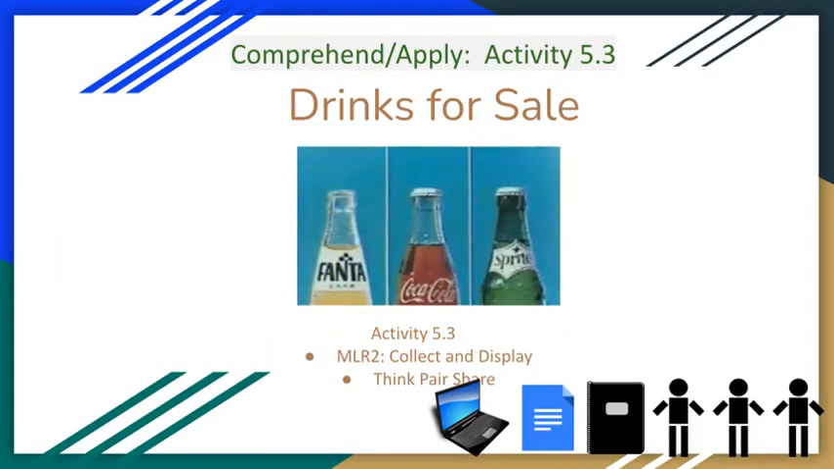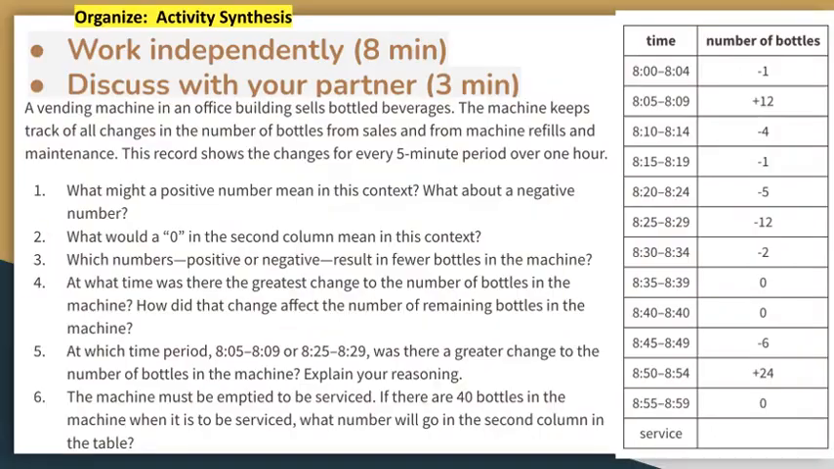Drinks for sale. Let's take a look at some drinks for sale. We've got a vending machine in an office that buys bottled beverages. The machine keeps track of all the changes in the number of bottles from sales, machine refills, and maintenance. This record shows the changes every 5 minutes over a period of 1 hour.